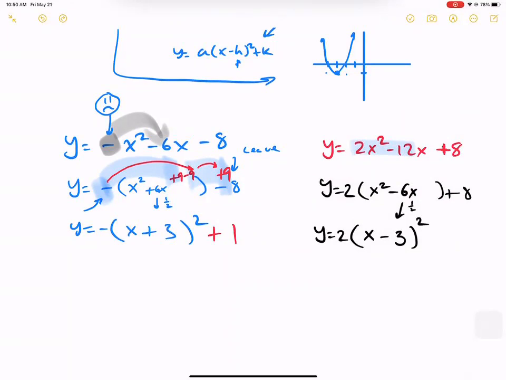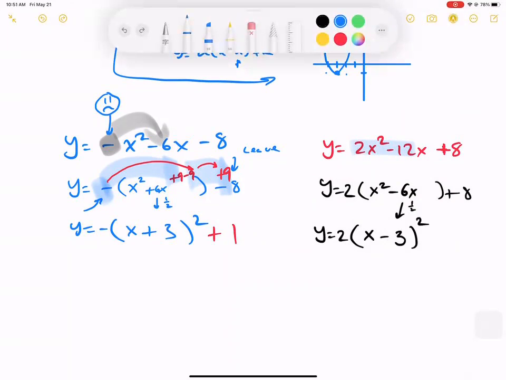What's a perfect C we want is 9. So 3 squared is 9. I don't see a 9 here, so let's go ahead and write plus 9 minus 9. Now take a look. We have our perfect square. X squared minus 6x plus 9. X minus 3 squared. That's my perfect square.